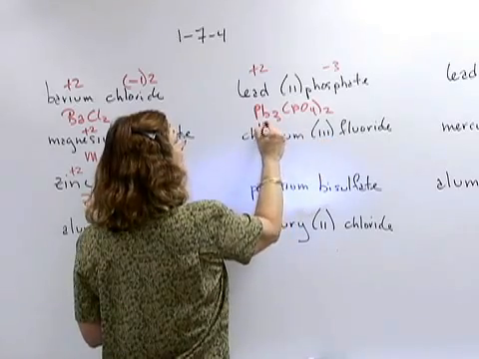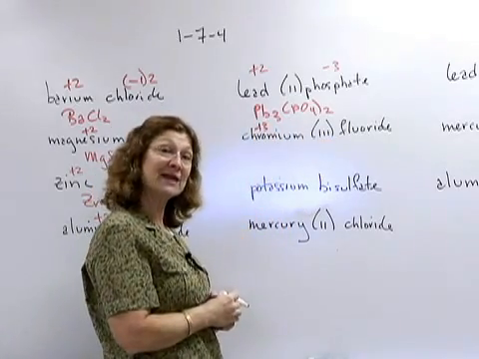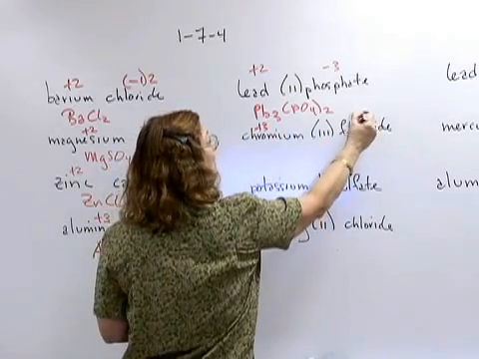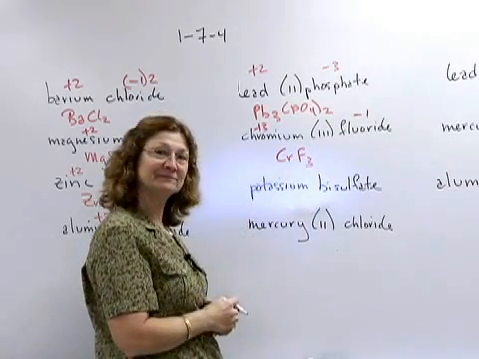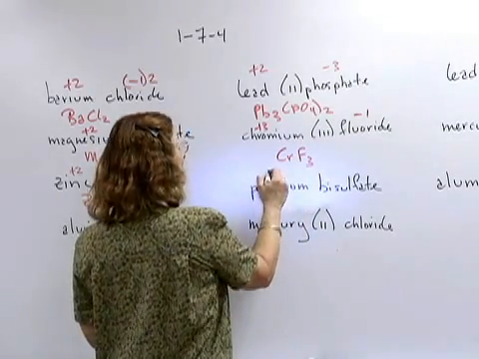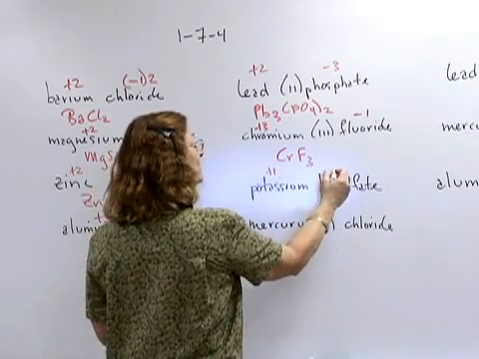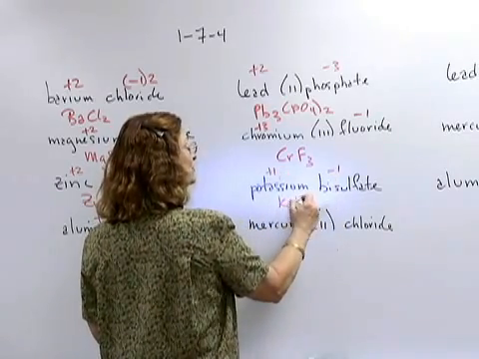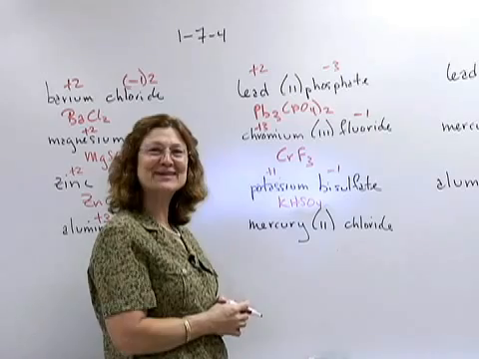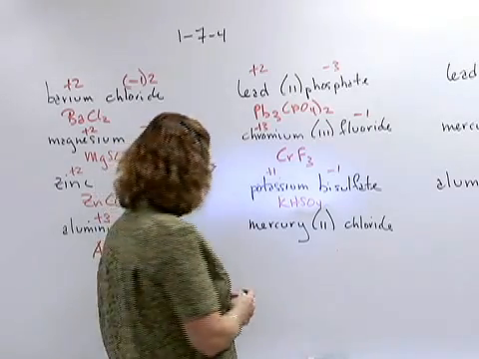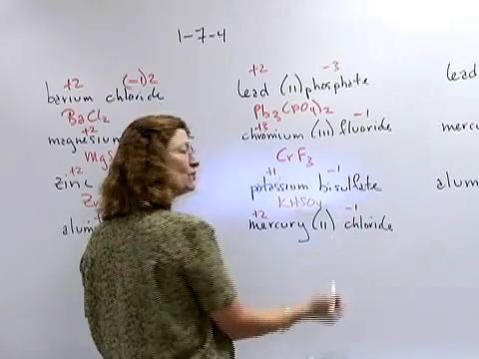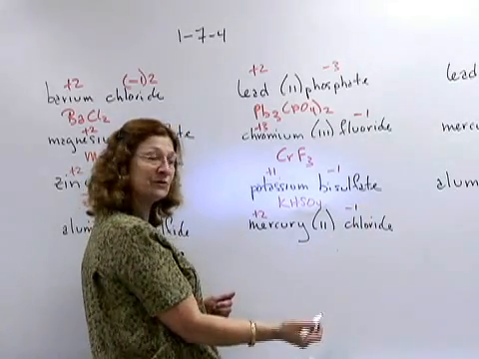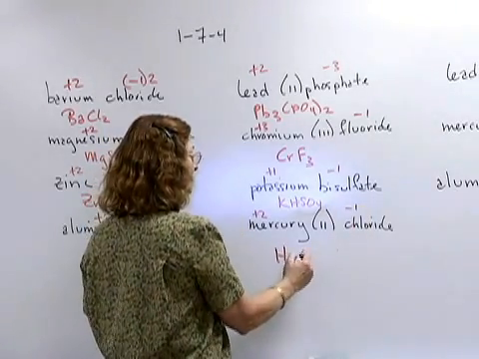Chromium is +3. That is what the Roman numeral is telling me. Fluorine is -1, so it's CrF3. Potassium is +1. Bisulfate is -1. That's the first one that we had on the worksheet on the top. Did you notice that? That was good. Mercury is +2. Chlorine is -1. Common multiple is 2. HgCl2.